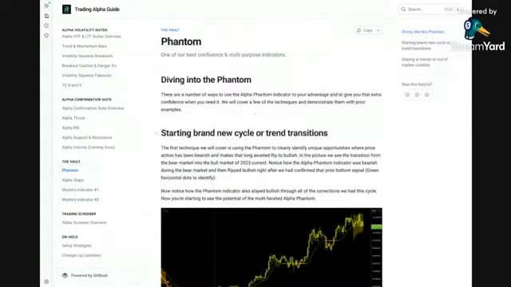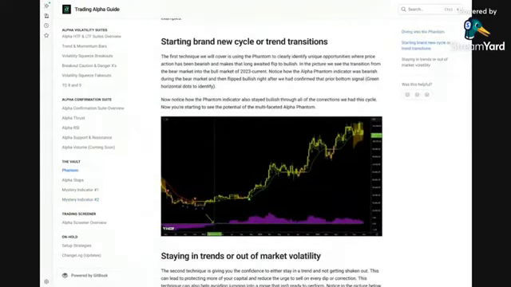Now, looking at the Phantom indicator, I've gone over it here. I'm not going to read everything, but just simply put, there's quite a few ways to use the Phantom indicator. I named it the Phantom because it really has a lot of facets to how it can be used in trading. Okay, so here's one of those ways.